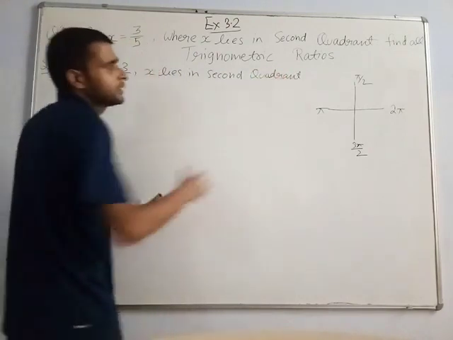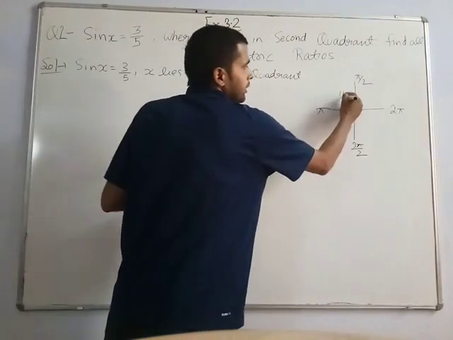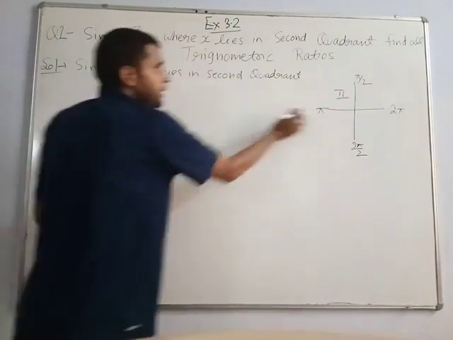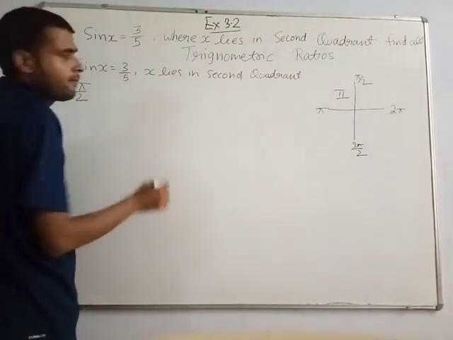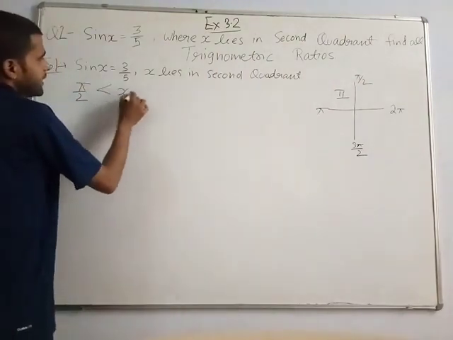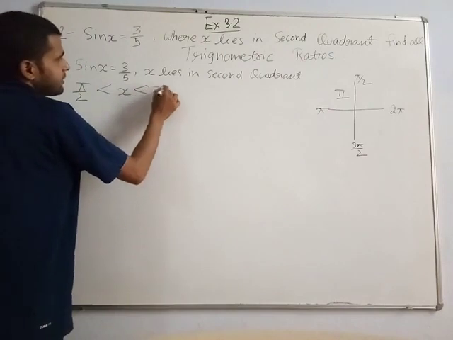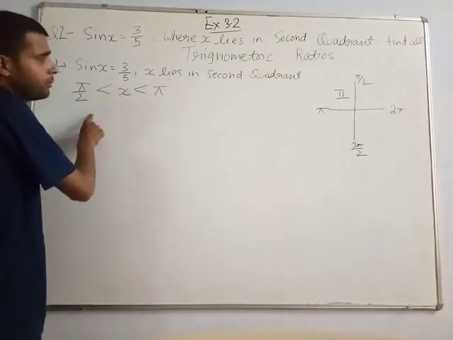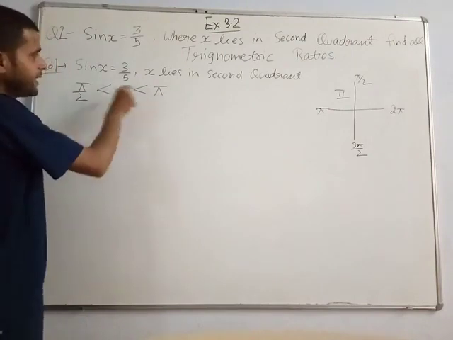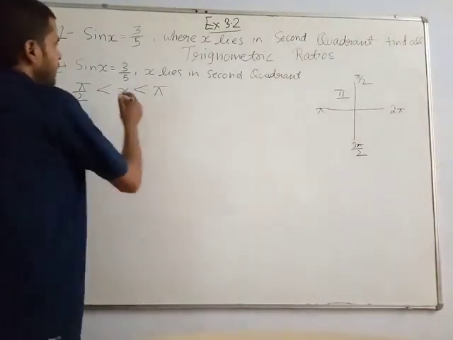The second quadrant is between pi upon 2 and pi. So you have to write pi upon 2 is less than x and x is less than pi. It means x lies between pi upon 2 and pi, meaning 90 and 180 degrees, right?